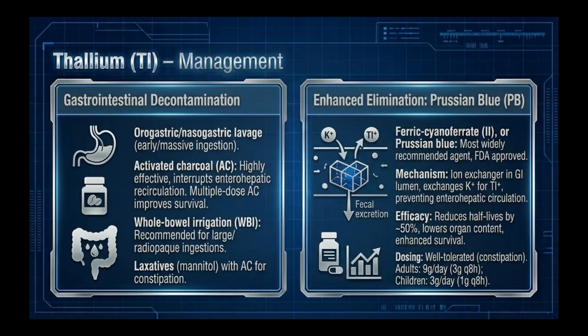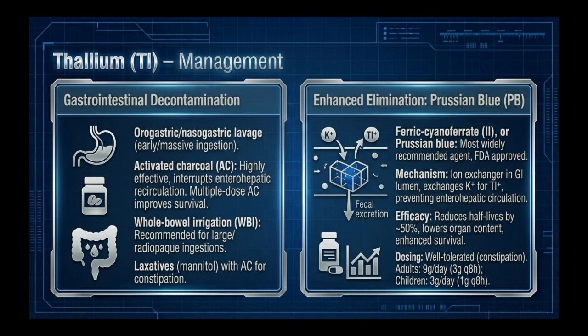Ferric hexacyanoferrate, also known as Prussian blue, is the most widely recommended agent for increasing the excretion of thallium through feces. It has been approved by the United States Food and Drug Administration for treating thallium poisoning as well as radioactive cesium poisoning. Prussian blue functions as an ion exchanger for univalent cations within the gastrointestinal lumen. It prevents enterohepatic circulation by exchanging potassium ions for thallium ions, creating a concentration gradient that facilitates the movement of thallium into the gastrointestinal tract.